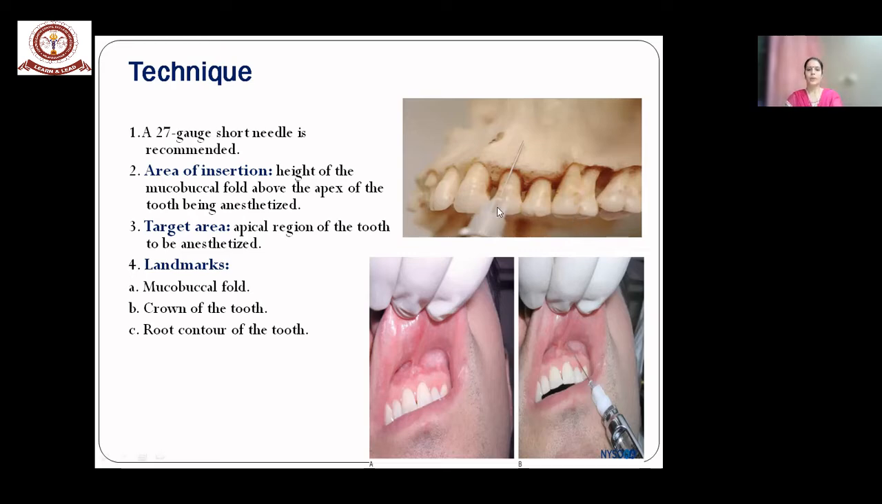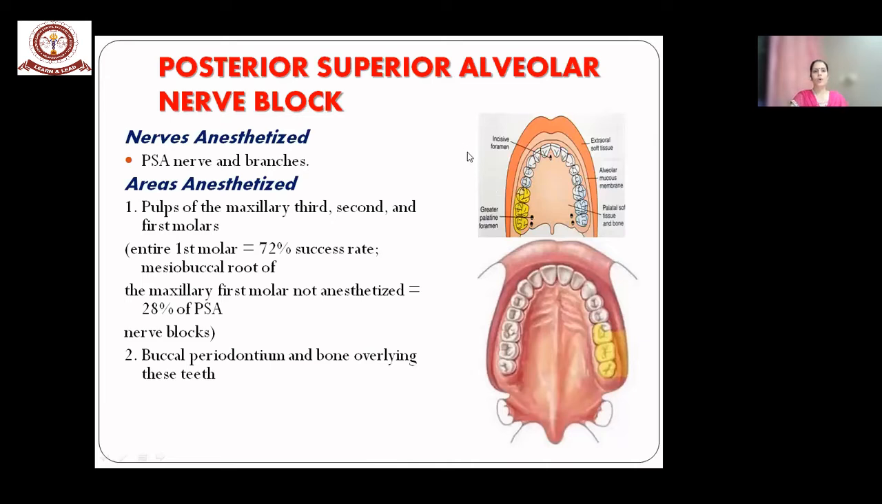So this is the supraperiosteal injection technique. Next, we move on to the posterior superior alveolar nerve block. The nerve anesthetized are the posterior superior alveolar nerve and its branches. So the area anesthetized are the pulps of the maxillary third, second, and first molar.